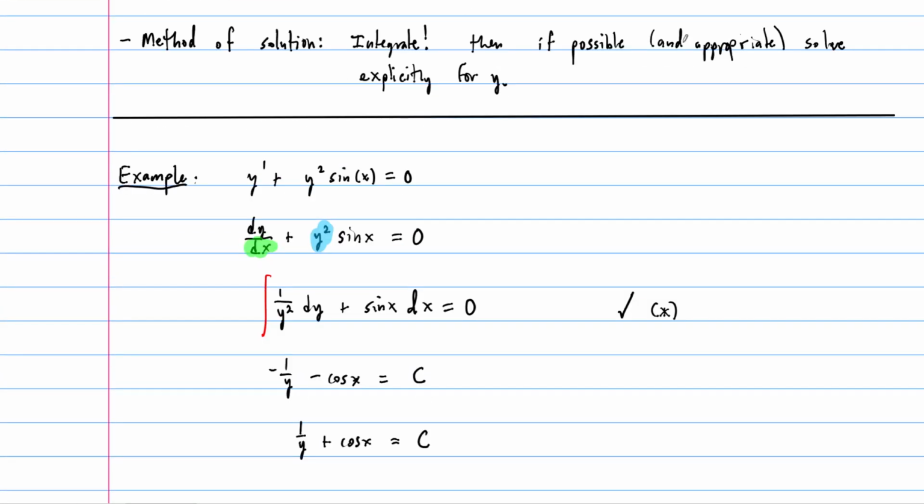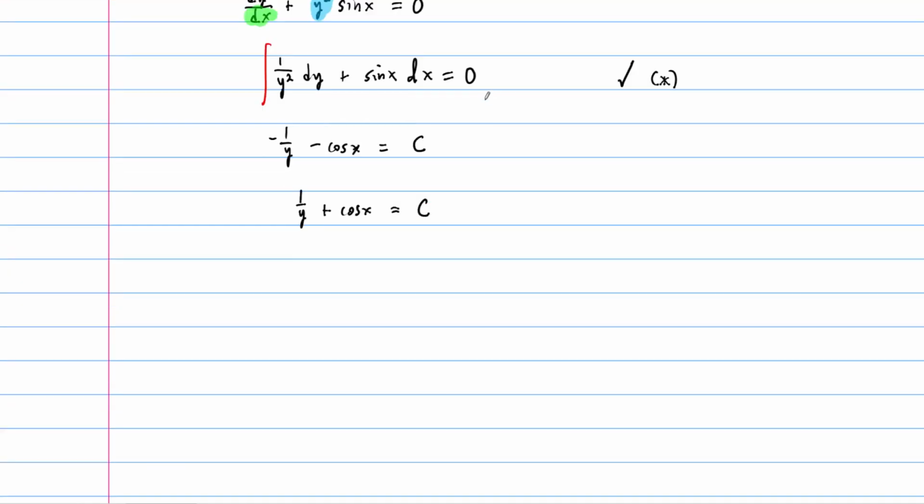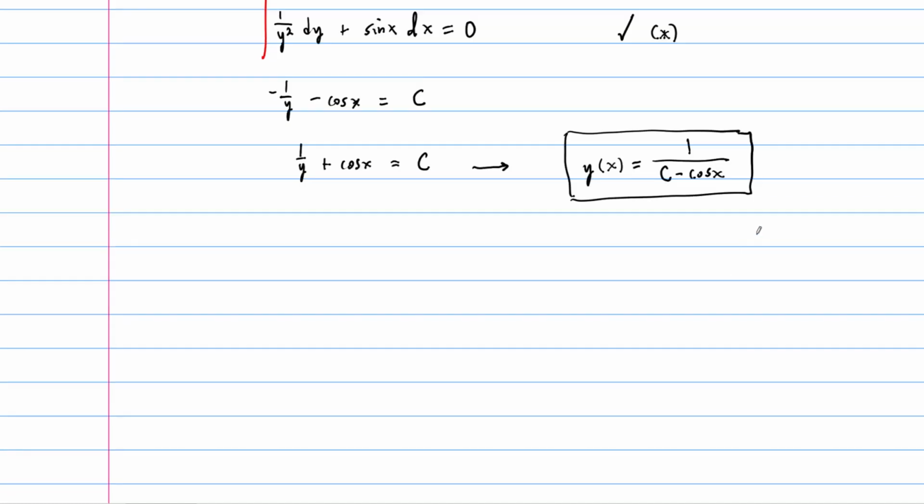But part of the second half of our method of solution up here was, if possible and appropriate, solve explicitly for y. This one we can solve for y, so that's what we're going to do next, right? You just have to subtract cosine x from both sides and then take the reciprocal, and what you end up with is the following. We will get that our function y, which is a function of x, right? So I'll even write it explicitly. y of x is going to be equal to the reciprocal of 1 over unknown constant minus cosine of x. And so there we go. There's our explicit solution to this differential equation.